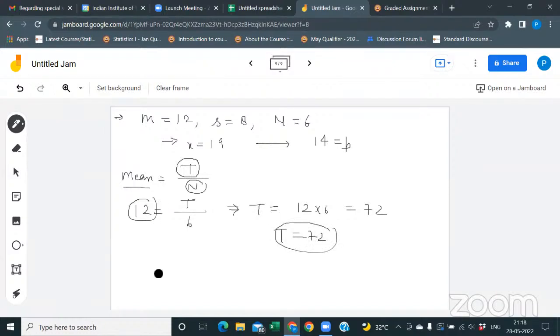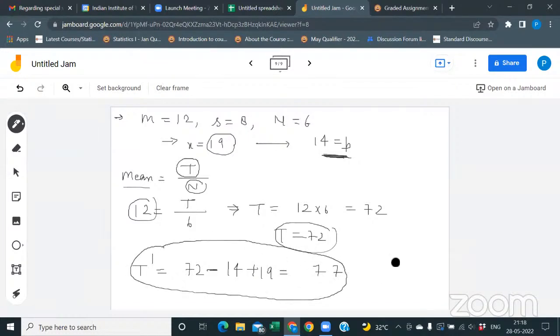Now you have to calculate the correct sum of observations. I'm writing it as T dash, which means 72 minus the wrongly noted observation, 14. You have to subtract this and add the correct one. It will be 77. So your correct sum of observations is 77. Your corrected mean, I'm writing as CM, will be 77 divided by the number of observations, 6. So you will get the corrected mean as whatever value this is. Now, this is clear?